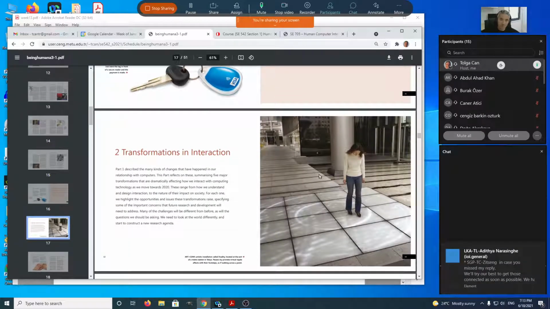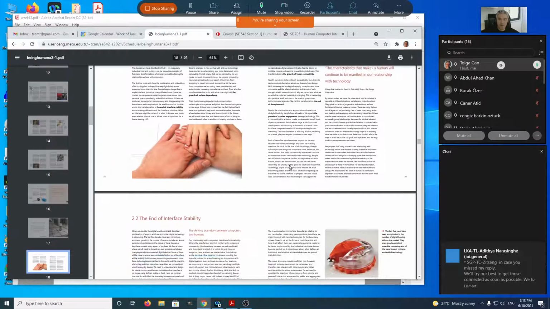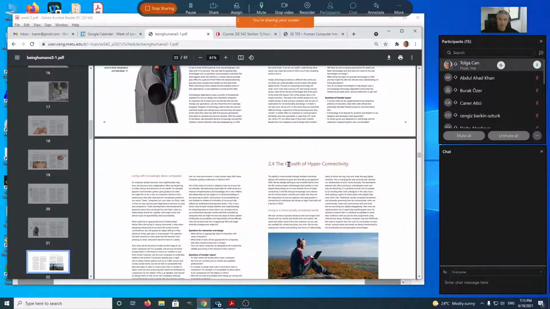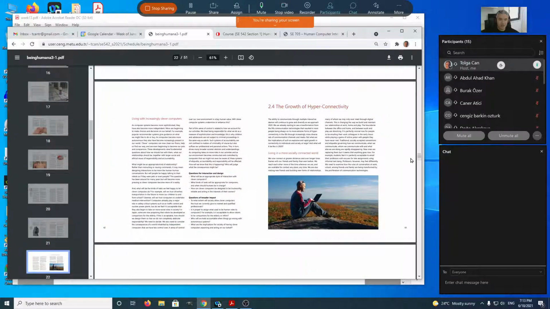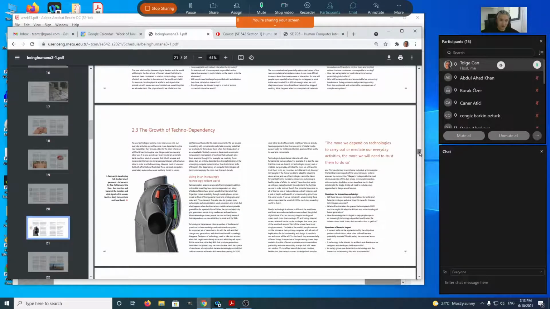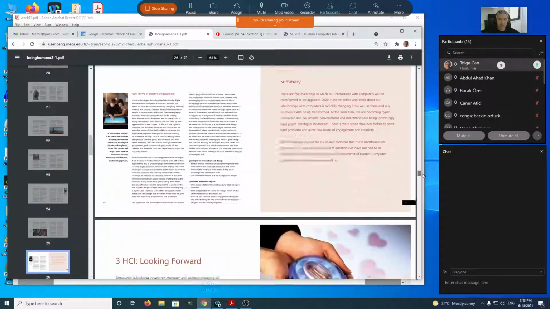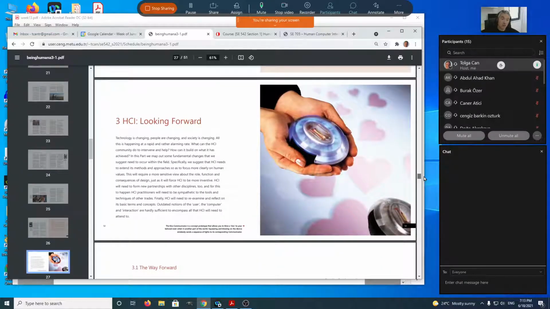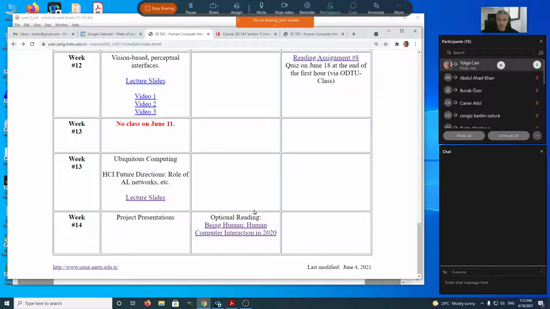So there are different ways of interaction that will be possible. So you may want to read this optional article if you want. It's a very long article, but it may be interesting if you wonder about what the future holds for us in terms of human-computer interaction. Okay, so let's go ahead and start this week's slides.